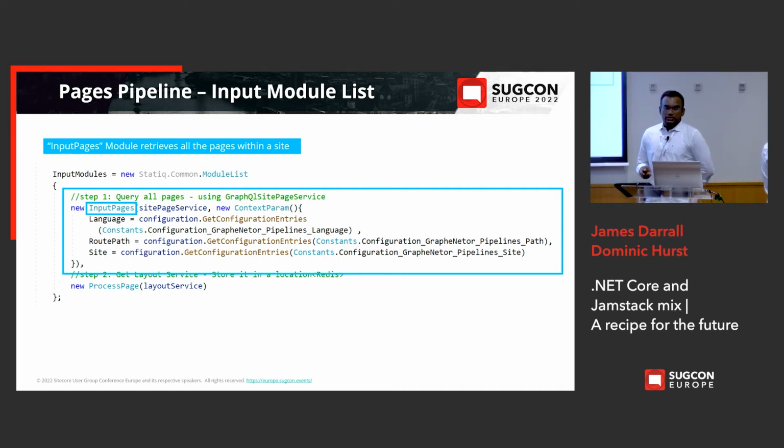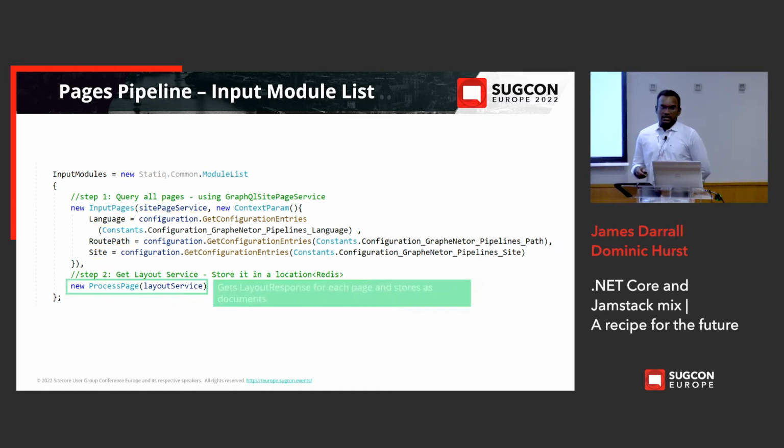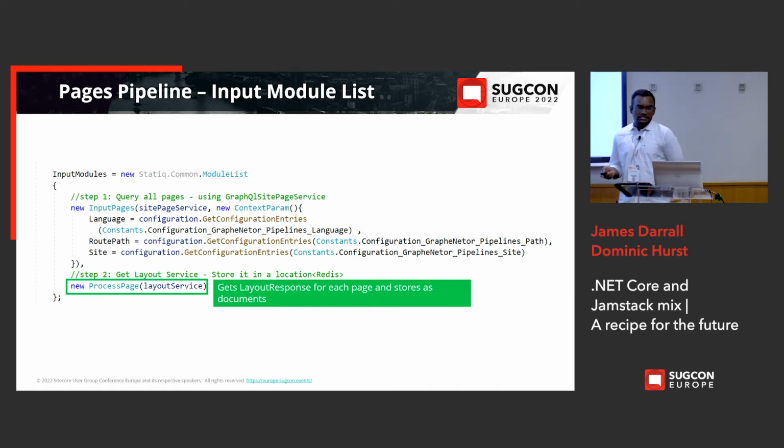The primary functionality of input pages is to retrieve the different kinds of site pages in the given site. In order to do this, it has its own customized site page service that makes a GraphQL layout request to the Experience Edge endpoint, and it takes back the list of pages. From the Experience Edge endpoint, it only receives the ID, path, and languages of the pages. It will not return anything more than that. Once they are received, they get passed to the next module, that is process pages.